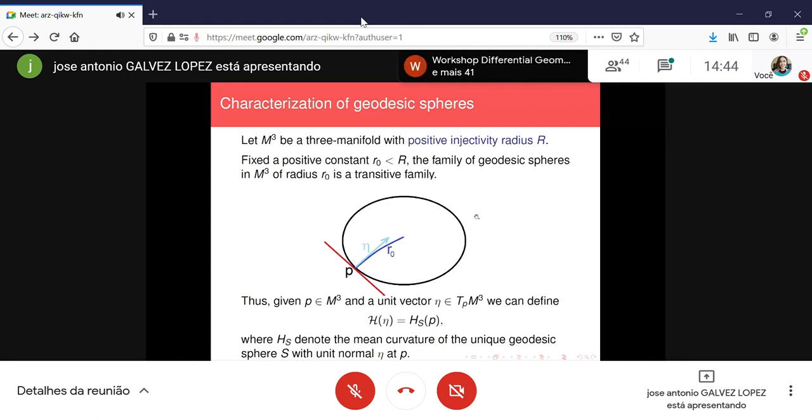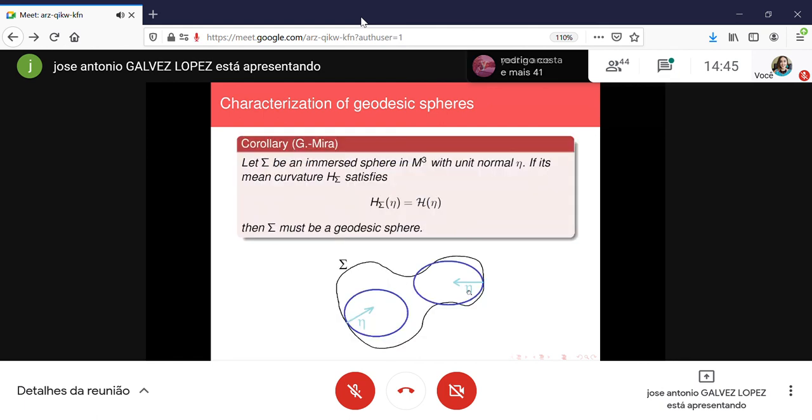Obviously, the geodesic sphere changes when we change the unit normal eta, and of course when we change the point. As a corollary from our general Hopf-type result, the geodesic spheres of the manifold can be classified in terms of their mean curvature.